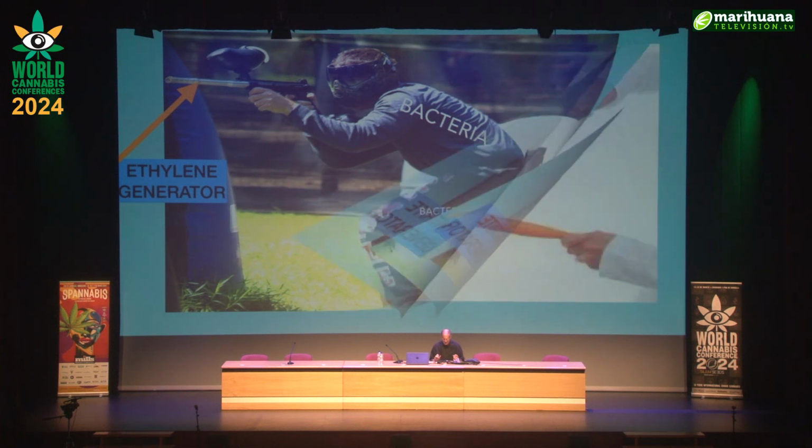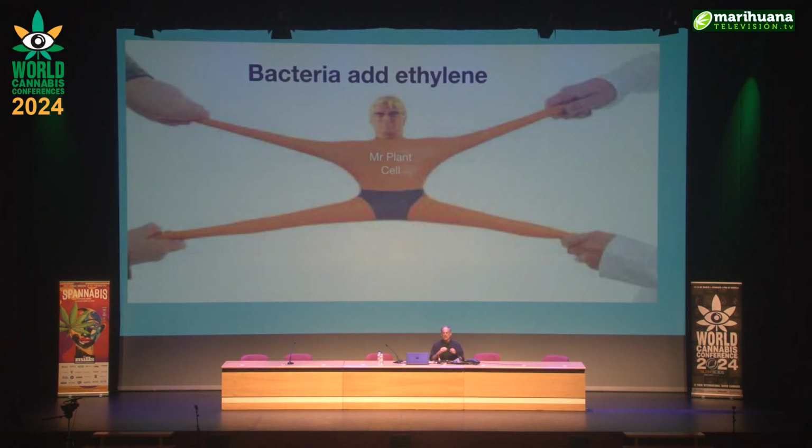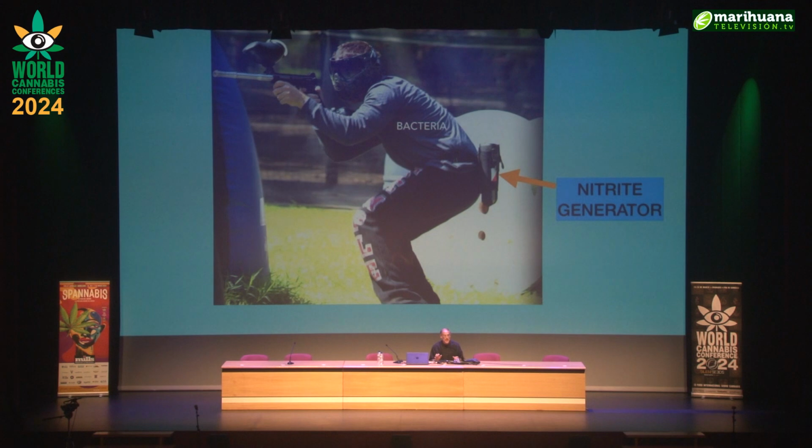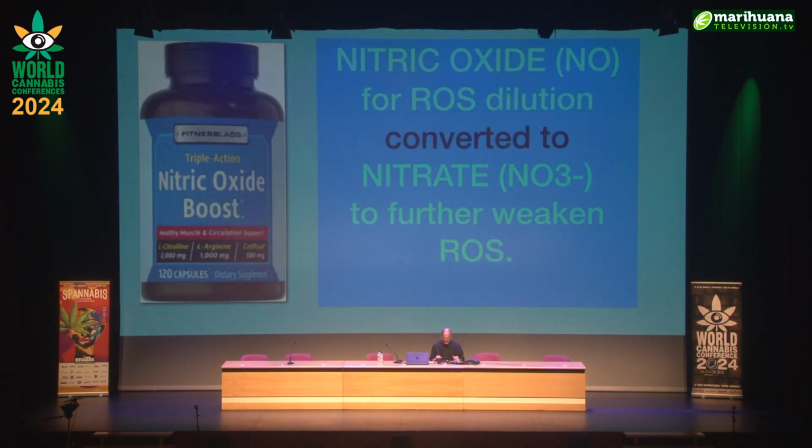puts into the cell. Starting with the ethylene, this ethylene causes the cell to stretch and to grow bigger, and at the same time to leak little bits of carbon to feed the bacteria that are multiplying in that endoplasmic space. So it gets a bit of carbon in return for helping the plant grow. And then, in order to protect itself even more, it produces nitrite. And it produces nitrite and sprays it on the plant, nitric oxide.